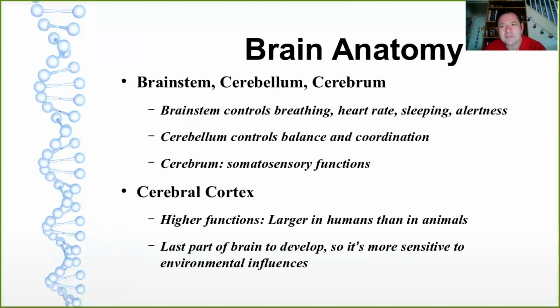On average, actually, there are animals such as the blue whale, which has a brain much larger than a human. It's all about relative sizes, though. The last part of a brain to develop, so it's more sensitive to environmental influences. So when we talk about nature and nurture, what part of you is down to your genetics and what part is down to environment? Well, because your cerebral cortex develops as you grow up, the environment has a much larger impact on the development of the cerebral cortex than on other parts of the brain.